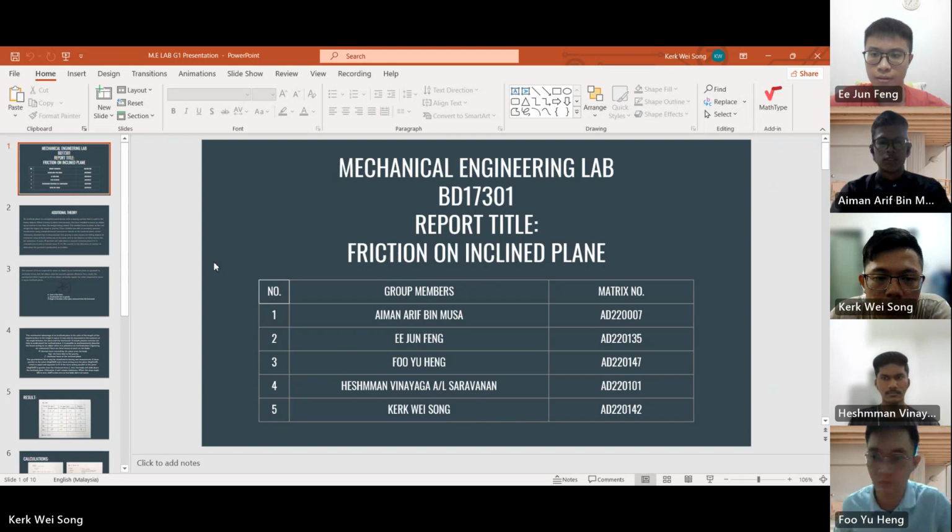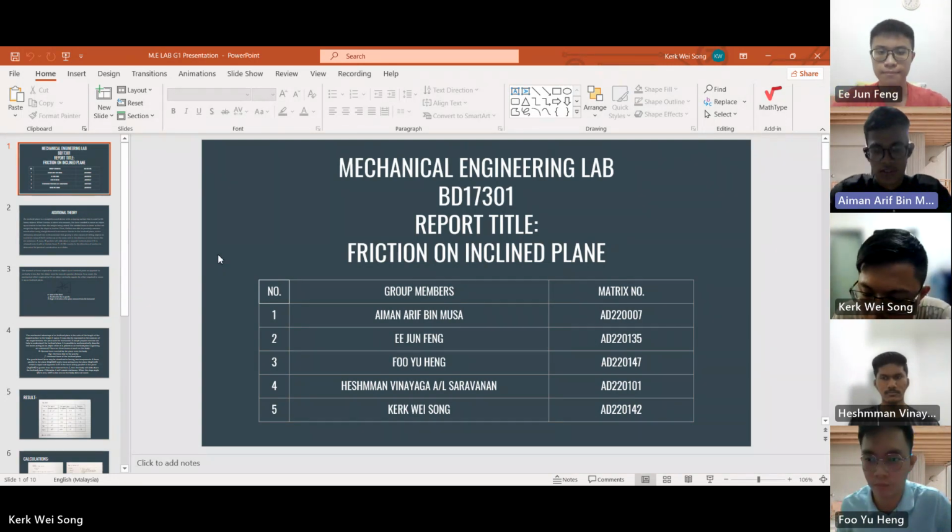Okay. So today our group will present a report. The title is Friction on Inclined Plane.